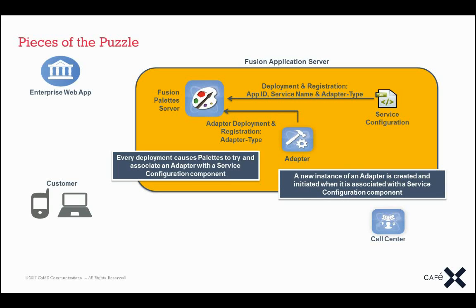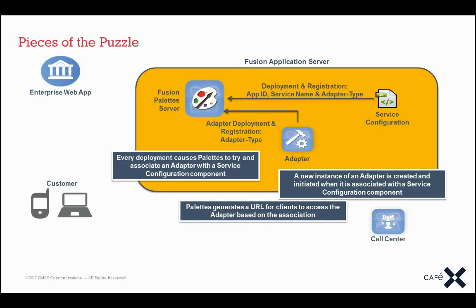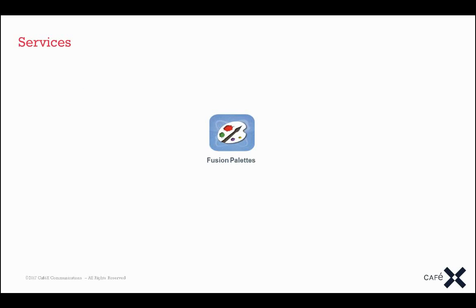So when a client application wants to communicate with palettes, a new instance of an adapter is created. Palettes then generates a URL for the clients to access the adapter specifically in order to communicate with the appropriate back-end call center. Now let's see how palettes offers the appropriate service to its clients. Fusion Palettes defines two interfaces. The first allows palettes to retrieve some data from the back-end call center environment, such as the estimated wait time for a particular agent queue, and the other is to allow palettes to set customer-specific call context data into the call center environment.